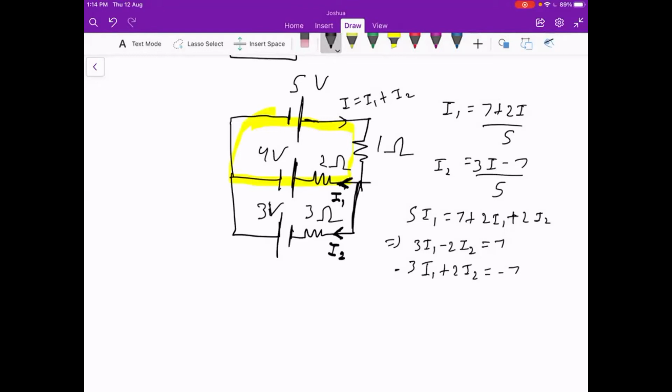Let's check this one first, the bottom loop. So plus 5 minus (I1 plus I2) minus 2 I1 minus 4 is equal to 0. Is that what you also got? Yes, sir. Okay.